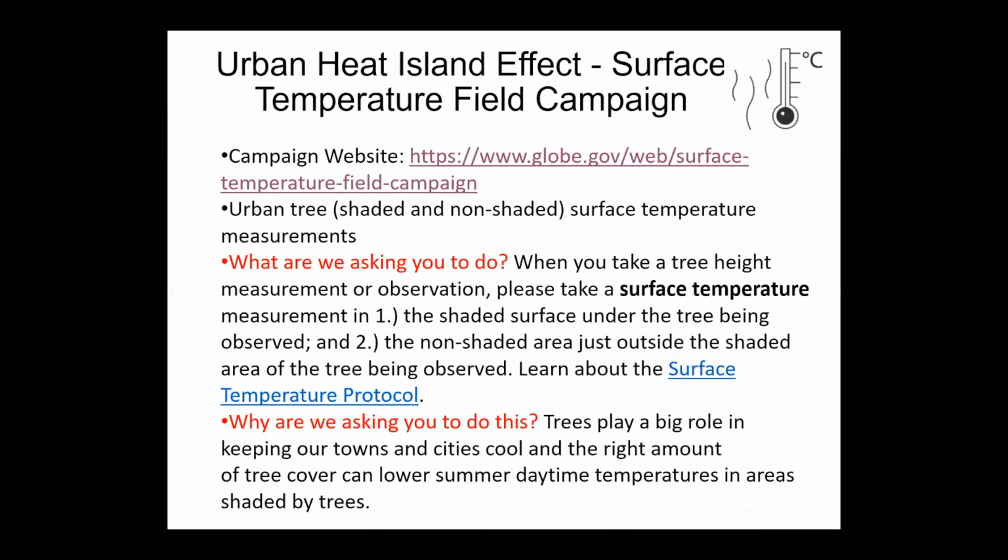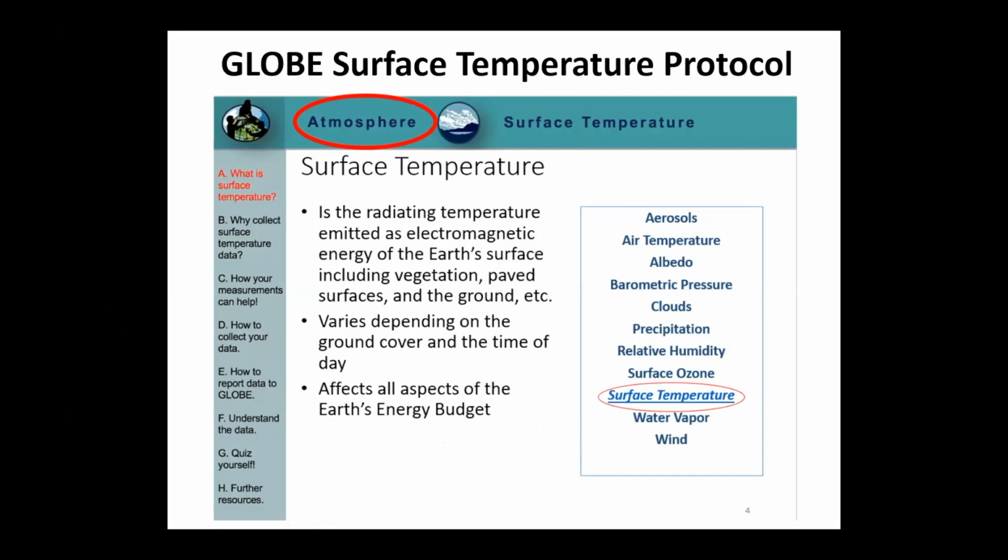Well, meanwhile, back to the Urban Heat Island Effect Surface Temperature Field Campaign. This one, what they like you to do is to take the tree heights in, but then take surface temperature measurements, and specifically in shaded surfaces versus the non-shaded area. And again, we're getting at the fact that trees really play a big role in what's going on with our climate system.